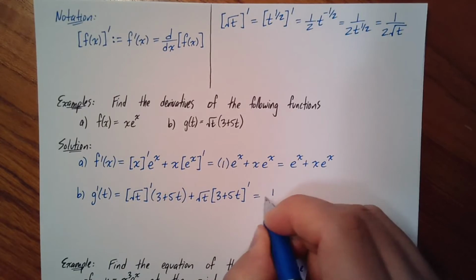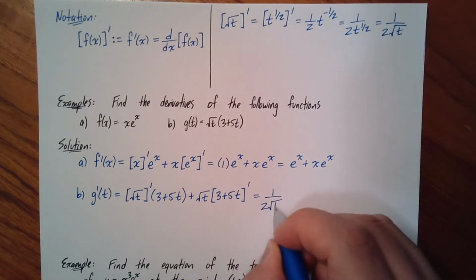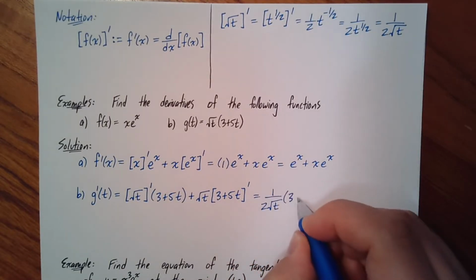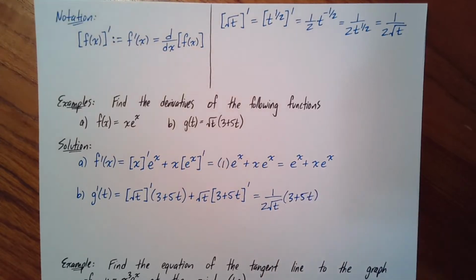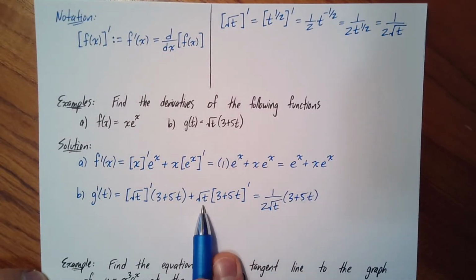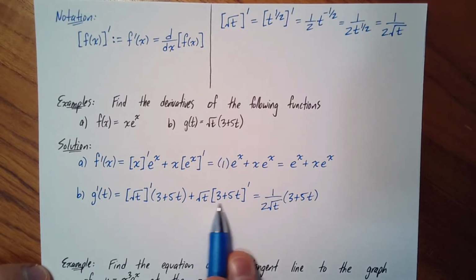We'll have 1 over 2 root t times 3 plus 5t. And then over here, we've got the square root of t times the derivative of 3 plus 5t. And now if you take the derivative of 3 plus 5t, this is a sum.